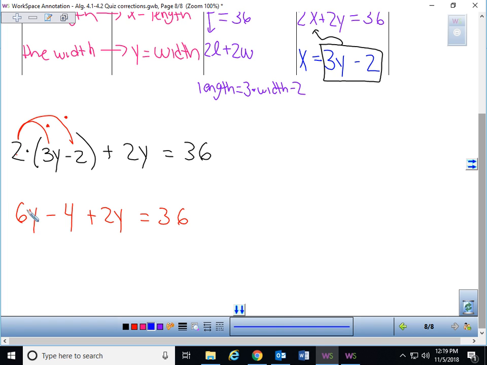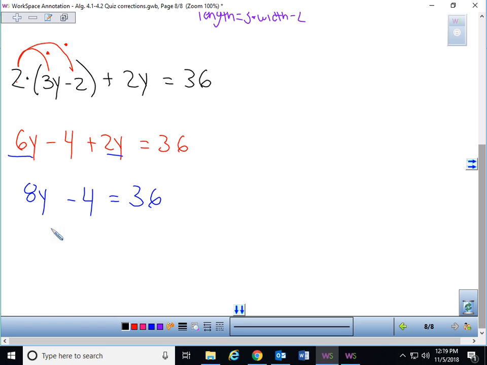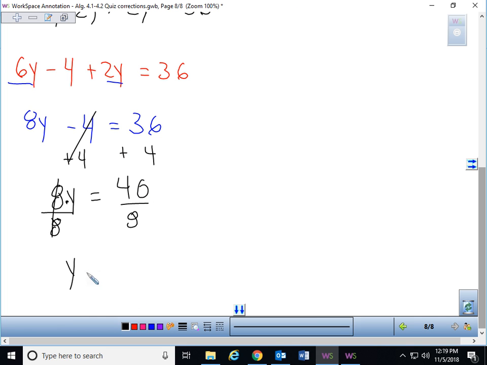I'm going to combine my terms, 6y and 2y, that's 8y, minus 4 equals 36. Getting my variable by itself, I'm undoing addition and subtraction first. So undoing subtraction is addition. I'm going to add 4 to both sides. This gives me 8y equals 36 plus 4 is 40. Getting y by itself, I'm going to undo that secret operation of multiplication with division. So now I'm left with y equals 40 divided by 8. Well, that's 5. Remember y is your width, so I now know what my width is.